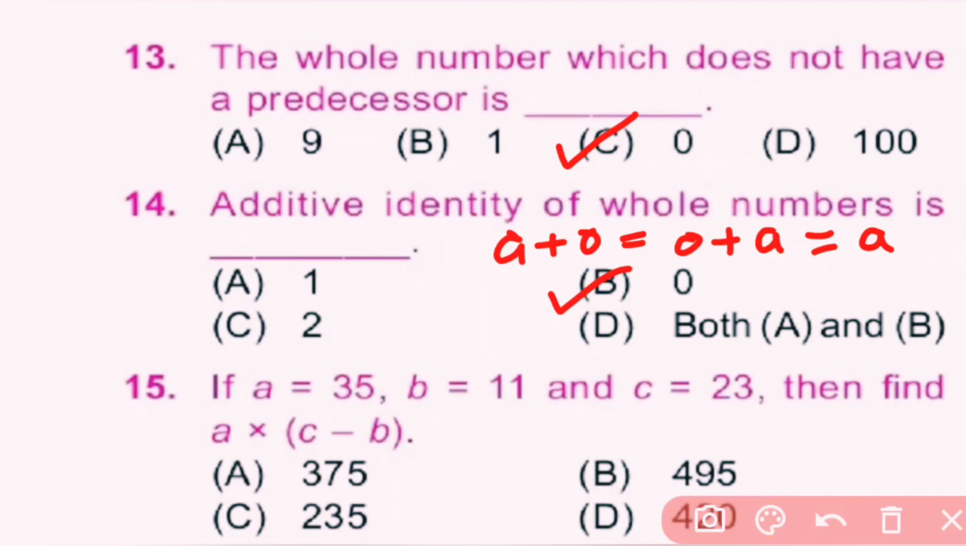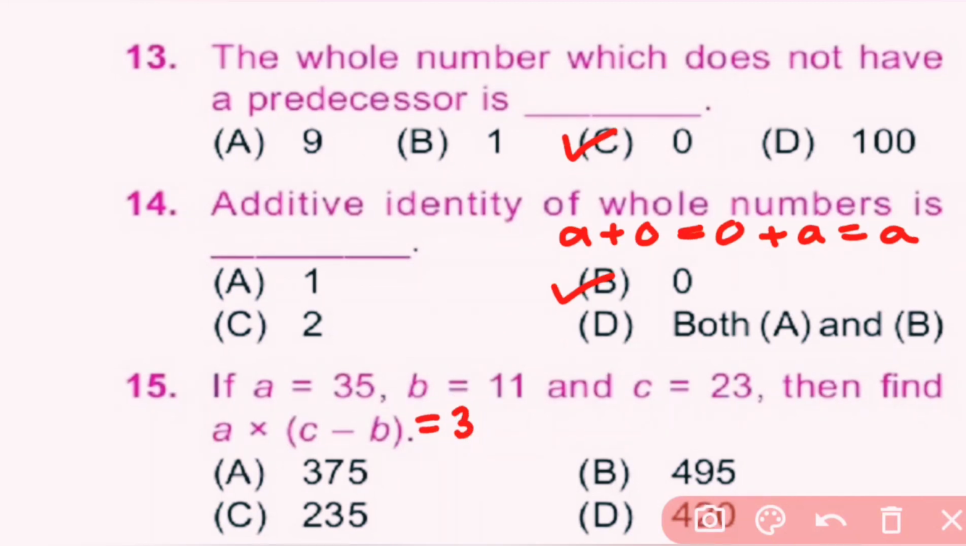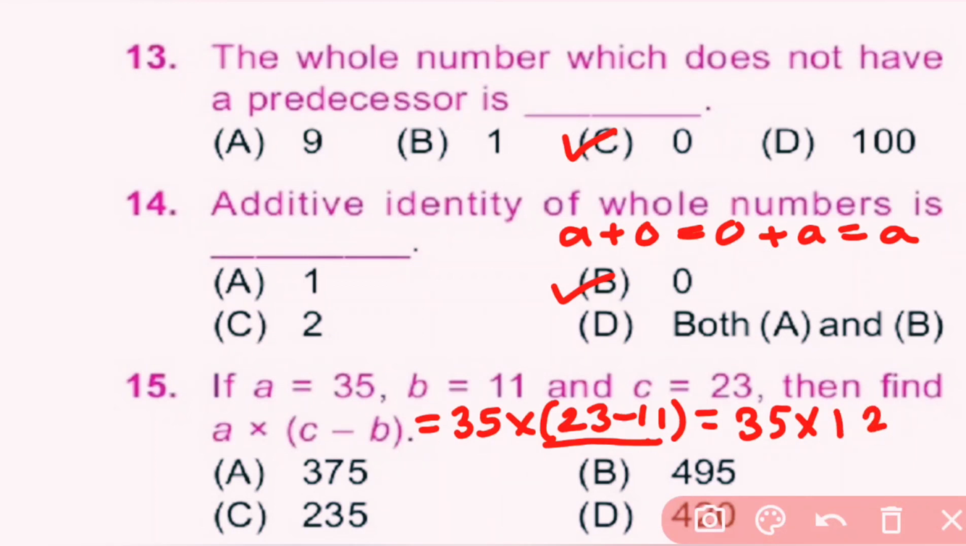Question number 15. If A is equal to 35, B is equal to 11 and C is equal to 23, then find A into C minus B. A is 35, C is 23 and B is 11. So we first solve this bracket. 35 into 23 minus 11 is 12, and 35 into 12 is 420. So answer D is the correct answer.